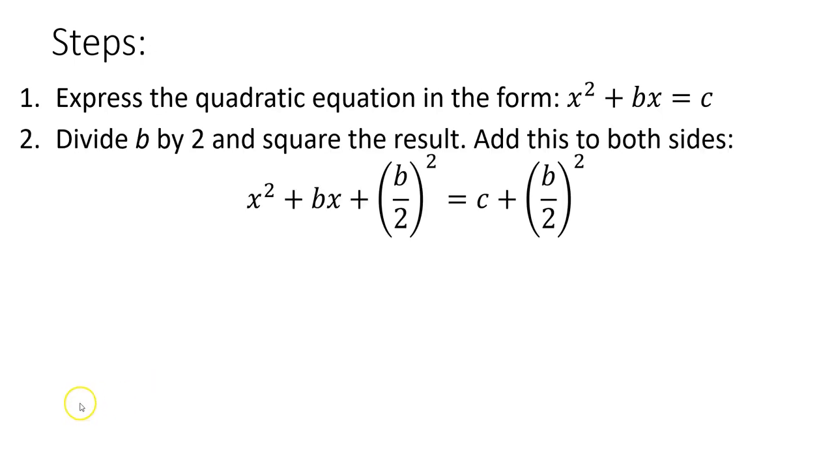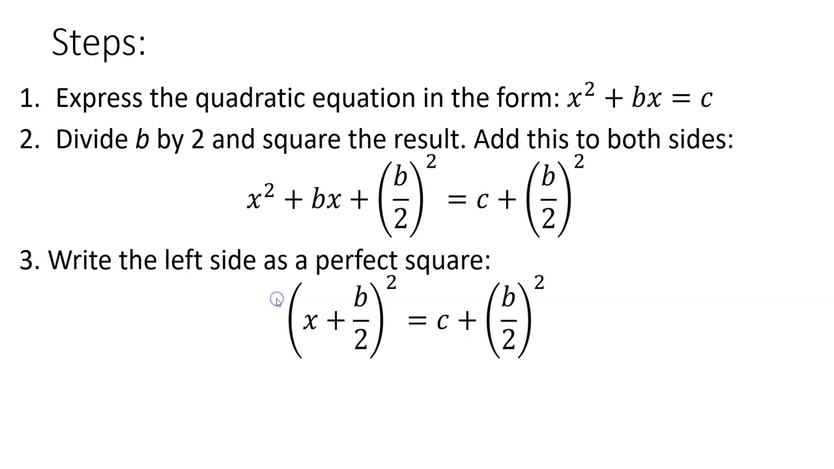Once you have that, we're going to take b, which is the coefficient of the linear term, divide by 2, and then square the result. That result will be added to both sides. Because we are always squaring it, right? When you square something, it's always going to be positive. That's why we are adding it to both sides.